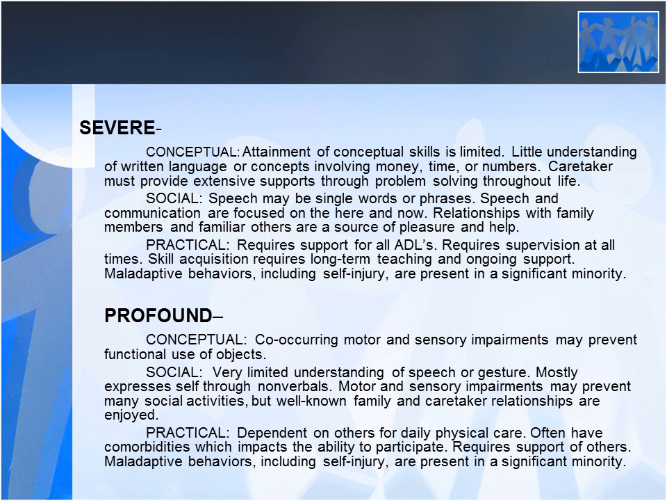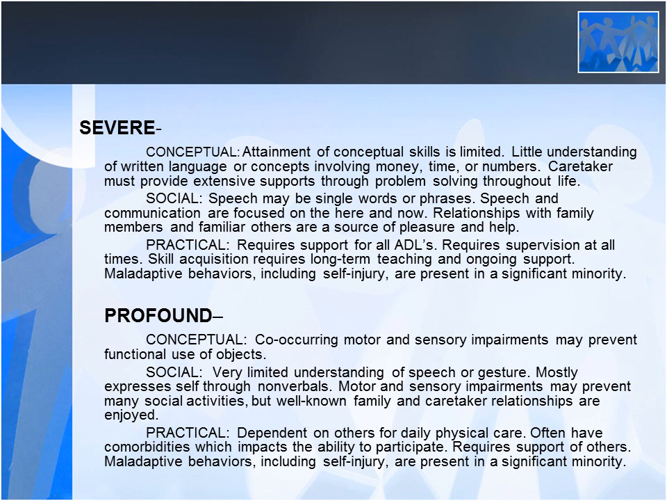Practical skills: they're dependent on others for daily physical care. They often have comorbidities, which impacts the ability to participate in ADLs and IADLs. They obviously require support of others.